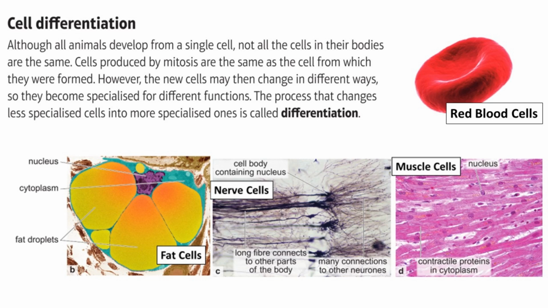In our previous lesson, we saw that cells produced by mitosis are identical to their original cell. However, if we want to build complex living organisms like humans, having all of our cells identical isn't any good. The new cells that are created using mitosis change and become specialized so they can perform different functions. The process that changes normal unspecialized cells into more specialized ones is called differentiation.